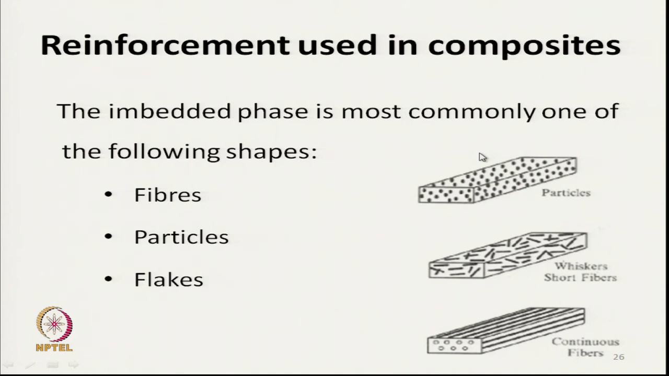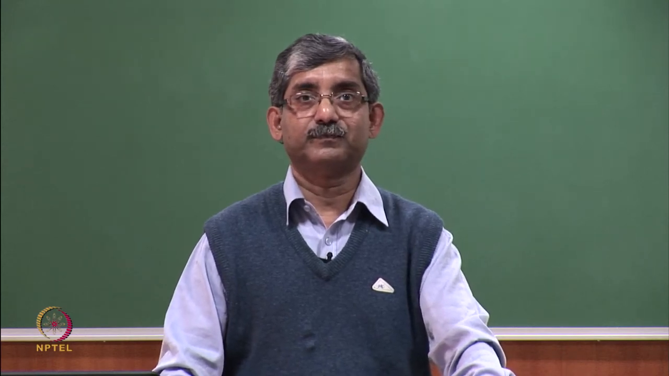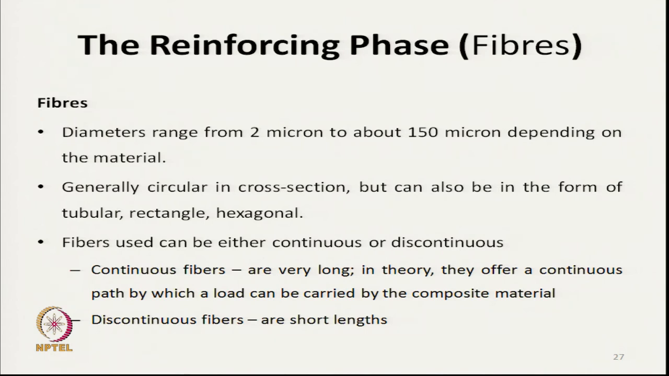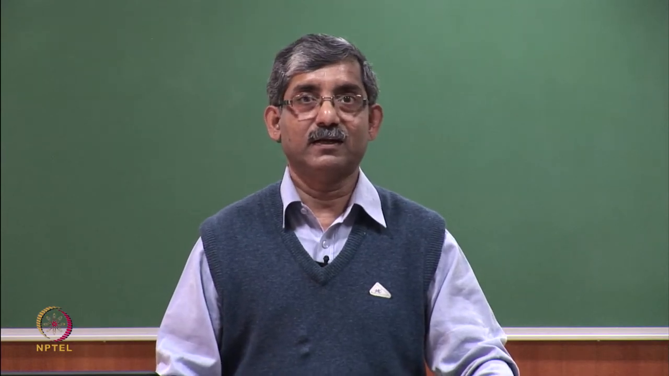So, the reinforcement used in composites are of basically three types: fibers, particles and flakes. Okay. So, these are the three different types of reinforcement used in composites. So, earlier we have discussed the matrix and now it is reinforcement. The reinforcing fiber phase, that is reinforcing phase, that fiber reinforcement, this we will discuss in detail in the next class. Till then, thank you.